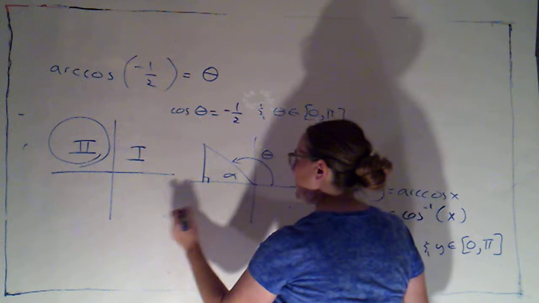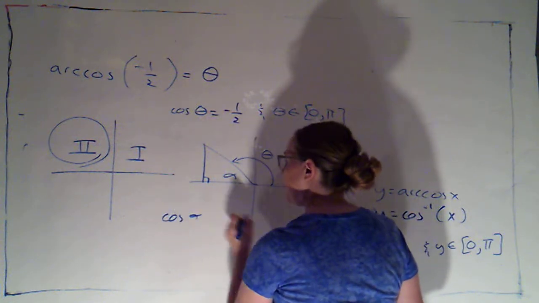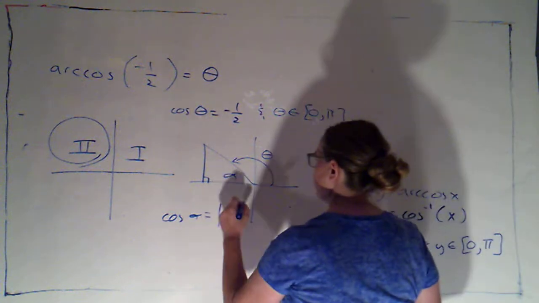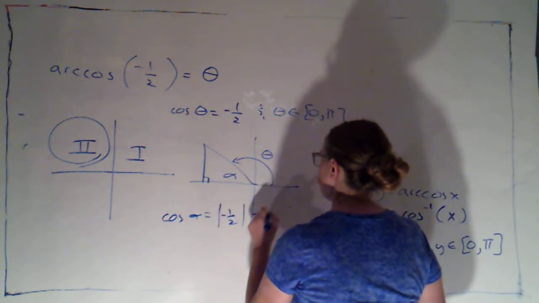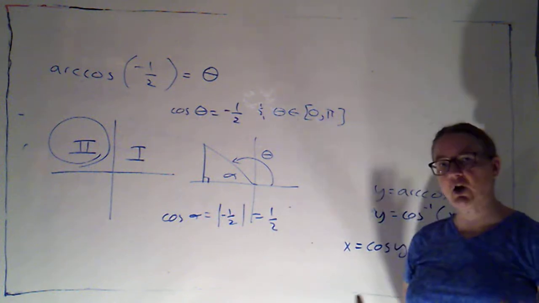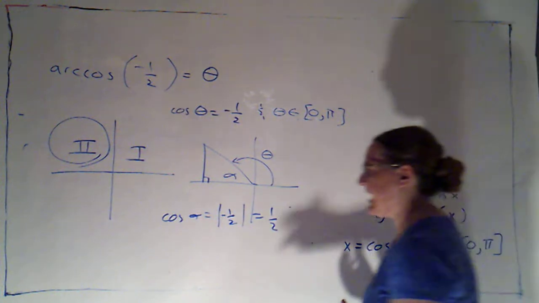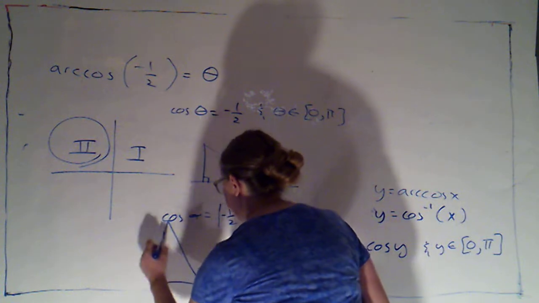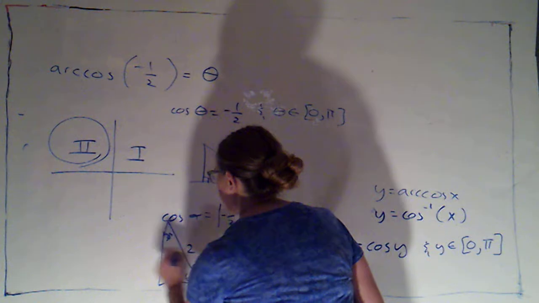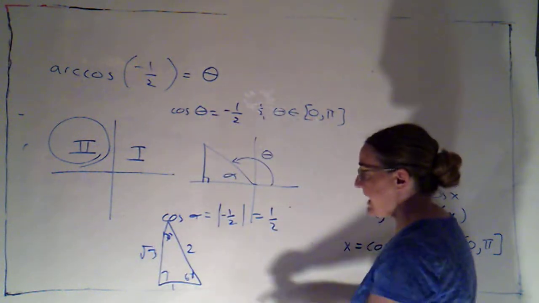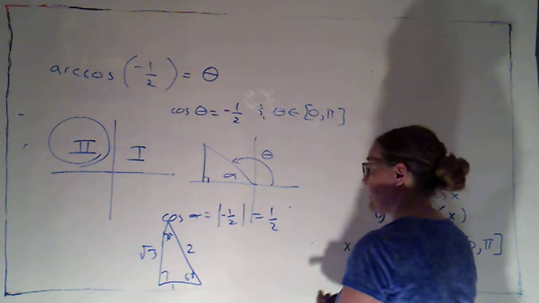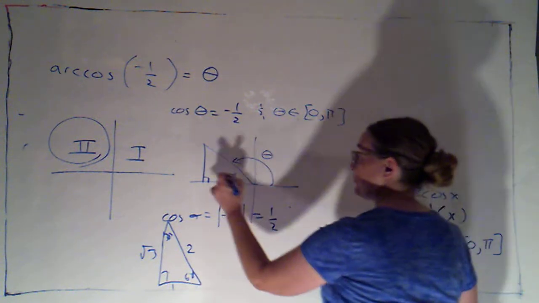Now, what I know about cosine of alpha is that it has the same absolute value as cosine of theta. So this is going to be 1/2. So I'm looking for the acute angle whose cosine is 1/2. I'm a triangle person, so that makes me draw my 30, 60, 90 triangle. And I can see the angle that has a cosine of 1/2 is 60 degrees, which would be pi over 3.